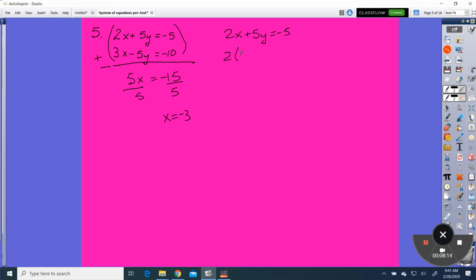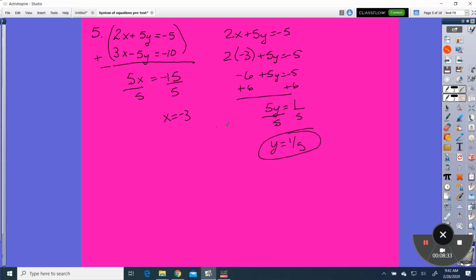So it's going to be 2 times negative 3 plus 5y equals negative 5. So that's negative 6 plus 5y equals negative 5. Add the 6 to it. 5y equals 1. Divide it by 5, and y equals 1/5.